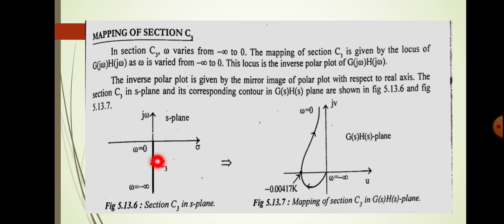Similarly, C3 is upwards, so the arrow mark will go from up. So the inverse polar plot of the C1 will give the corresponding Nyquist plot of C3. So these two curves are mirror images. That means the inverse polar plot is given by the mirror image of the polar plot with respect to the real axis. The section C3 in S plane and corresponding contour in G of S and H of S plane will be the mirror image of C1.